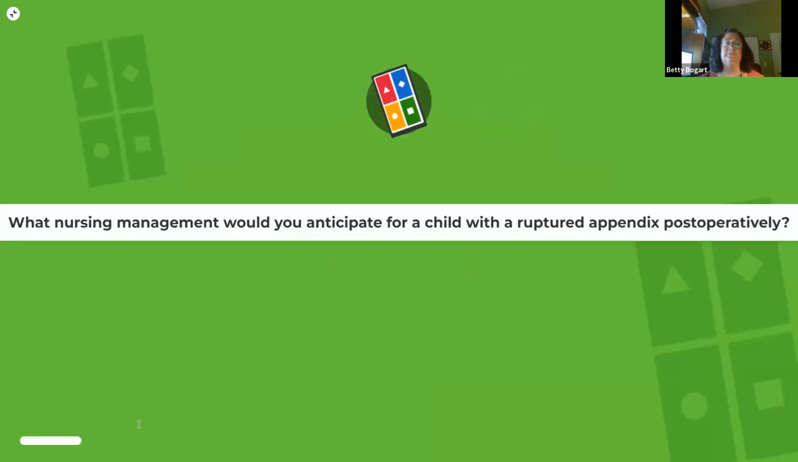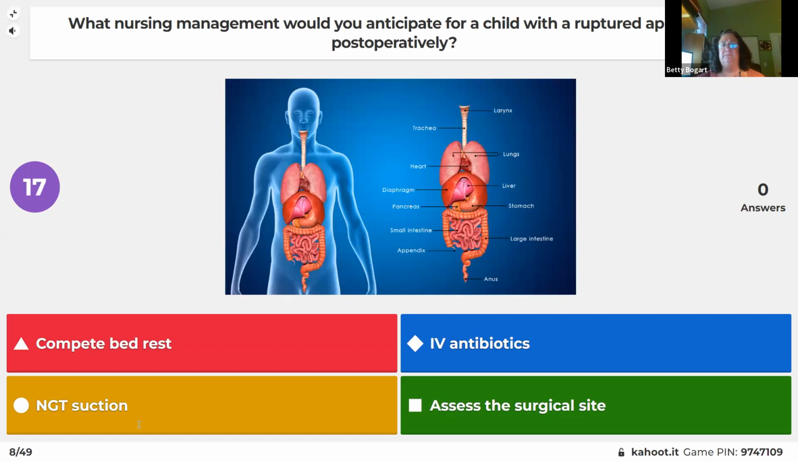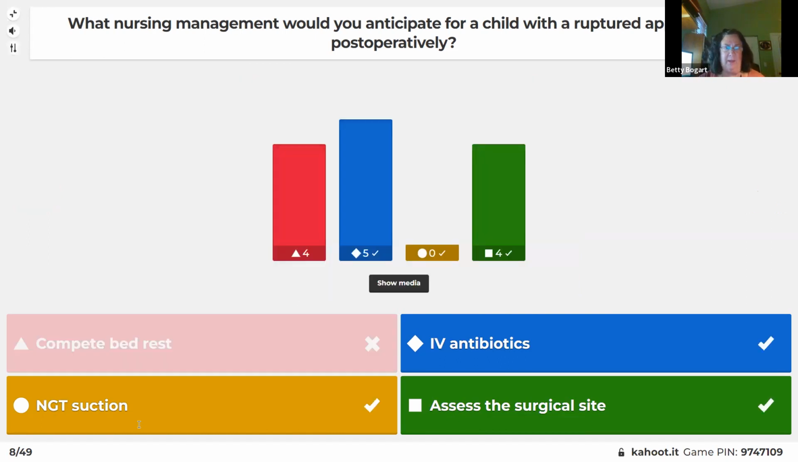I'll multi-select. What nursing management would you anticipate for a child with a ruptured appendix post-operatively? So remember, they've had an appendix burst. Now they've got peritonitis. This child's overnight stay just became several days up to a week. Now, complete bed rest? Absolutely not. This is a surgical patient. They need to be up, out of bed. They need to walk. They need to get their bowels moving again. So they need to be up and out.